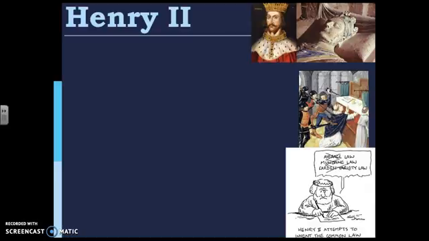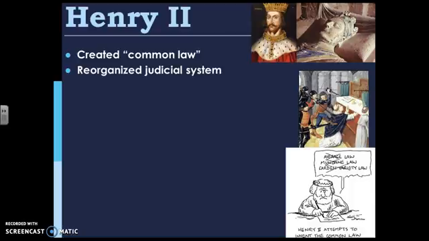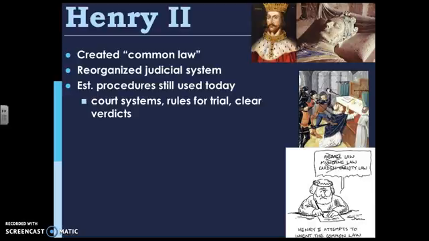The next king is, not in this particular order, Henry II. Henry II is very important because he establishes the idea of common law, or the law for everyday use. And he reorganizes the judicial system, which established procedures that we still use today in our judicial courts. So things like how the actual system works, like you appeal up, rules for trial, clear verdicts, guilty, not guilty, that whole sort of thing. He also is famous for establishing Parliament, which is the legislative body that helps rule and guide the king throughout history, and now, today, controls most of the power.